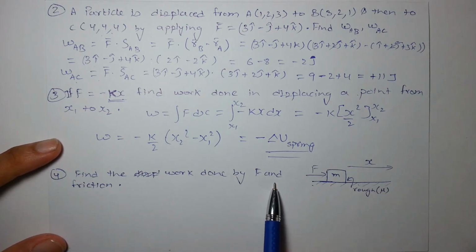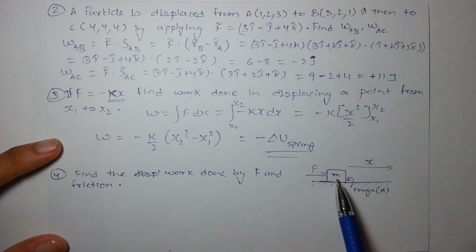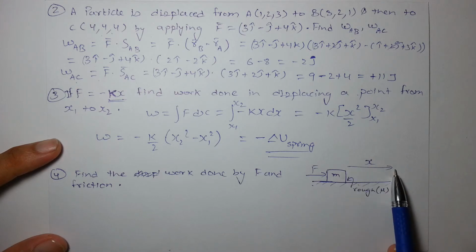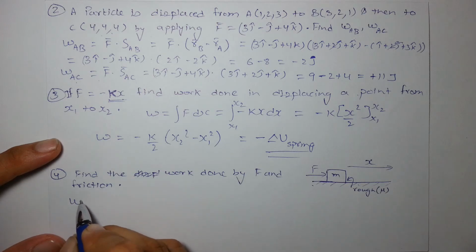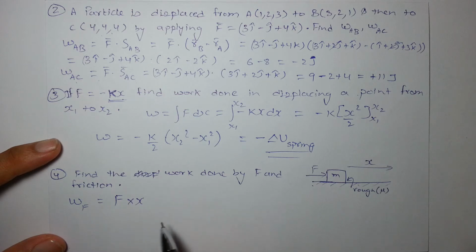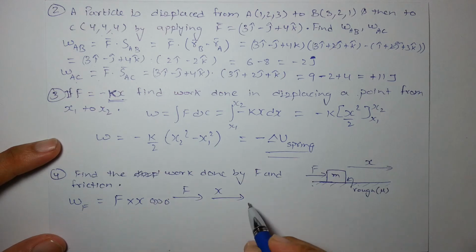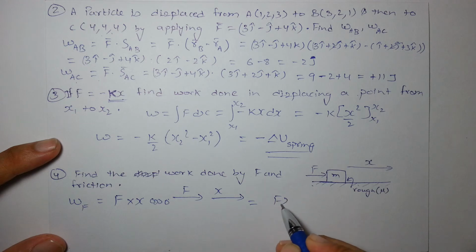Find the work done by F and friction. There's a block which is placed on a rough surface having friction mu and it displaces by distance x. So we have to find how much work is done by F and the friction. So again, work done by F is simply force into displacement x, and force and displacement both are in same direction, so the angle is cos 0. So the work done is nothing but Fx.